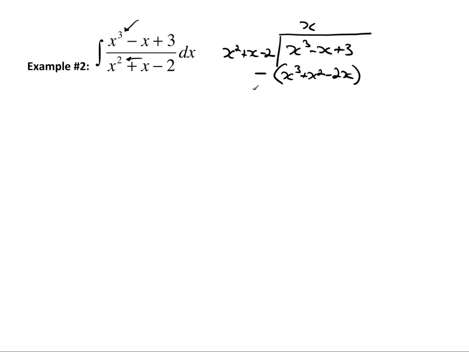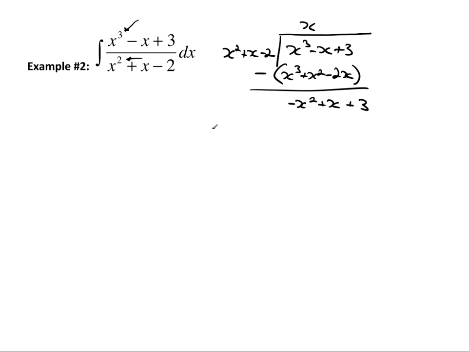Just like in grade school, I'm going to subtract it. That's going to be a 0. This is going to be a negative x squared. That's positive 2x minus x. This could be plus x. That didn't look too good. Let me fix that real quick. Plus 3.